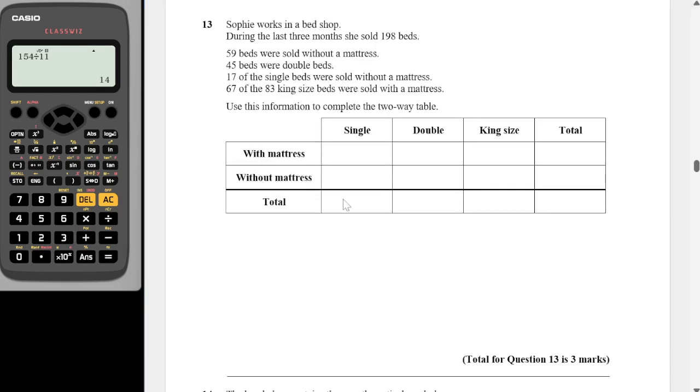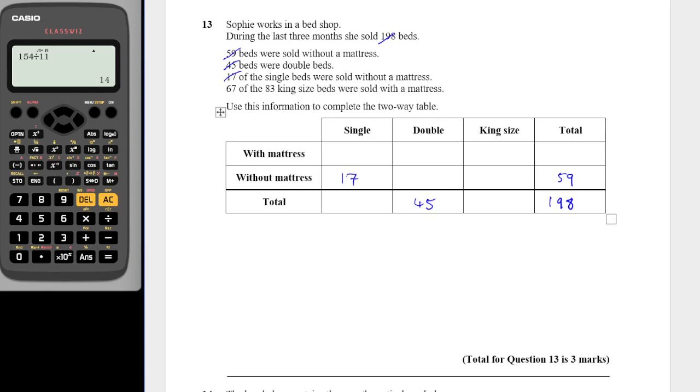Okay, question 13. Sophie works in a bed shop. During the last 3 months, she sold 198 beds, and then we're given some information. Use the information to complete a two-way table. So let's start with 198. First piece of information, I'm going to put that in as my total. 59 beds were sold without mattresses, so I can put a 59 in there. 45 of the beds were double, so 45 can go there. 17 of the single beds were sold without a mattress, so 17 can go there.